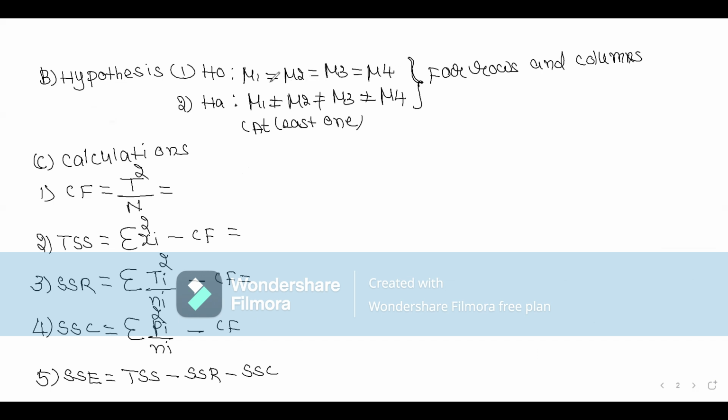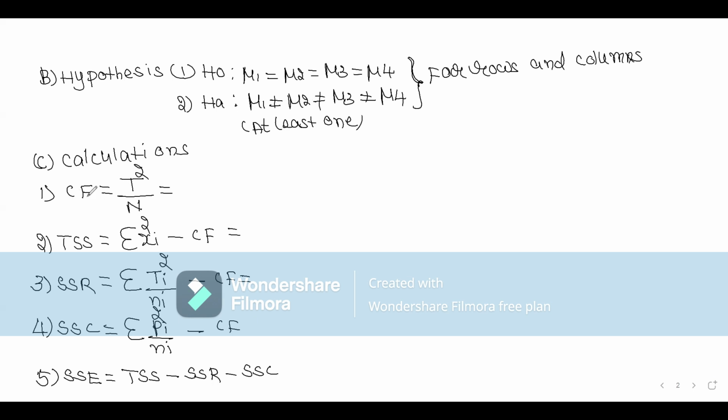For the rows, what happens? Mu1 equal to mu2 equal to mu3. It becomes for rows verification. And the alternative hypothesis is the opposite of this. This is equal to, not equal to, equal to, not equal to, equal to, not equal to. Okay. Now, at least one. All these 3 may not be equal. At least if one is unequal, it is okay.